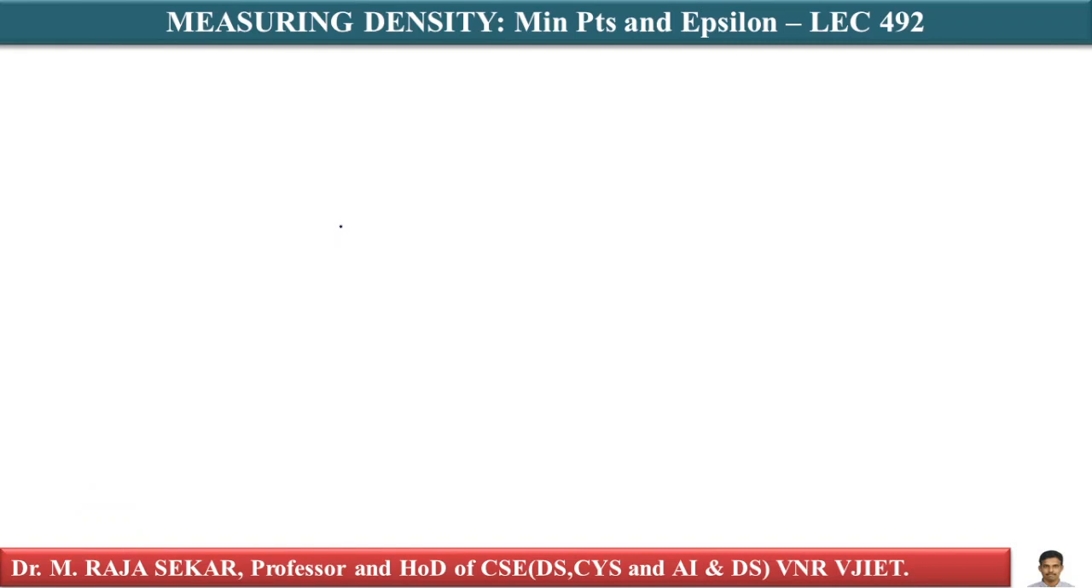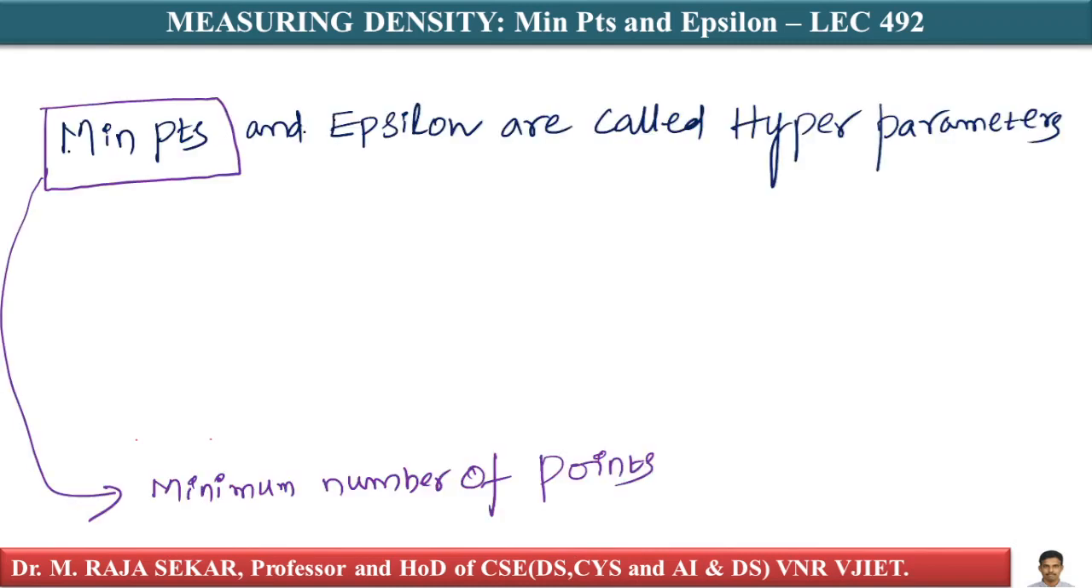In this lecture, we will try to understand measuring density, minimum number of points, that is min points, and epsilon. As we mentioned in the previous lecture, the first task is how do you measure density. There are two parameters in the DBSCAN algorithm to measure density. The first parameter is called min points, which means minimum number of points. The second parameter is called epsilon.